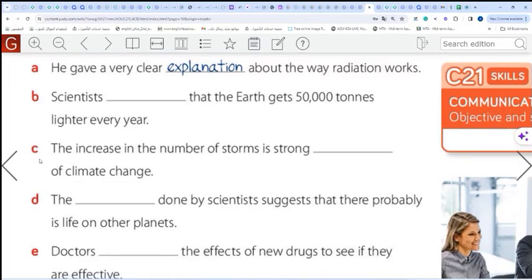Okay. So what about number C? The increase in the number of storms is strong of climate change. So again, the increase in the number of storms is strong what of climate change? Evidence. Yes, excellent. So what do we mean by the increase in the number of storms is strong evidence of climate change?